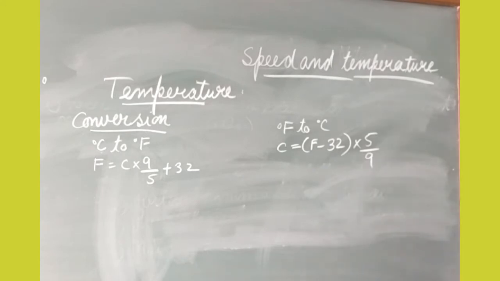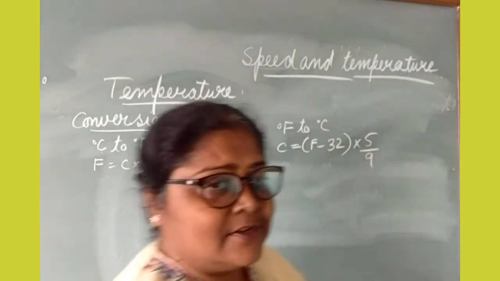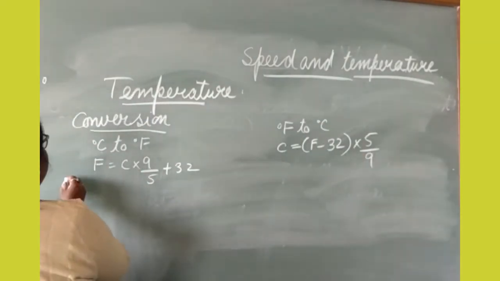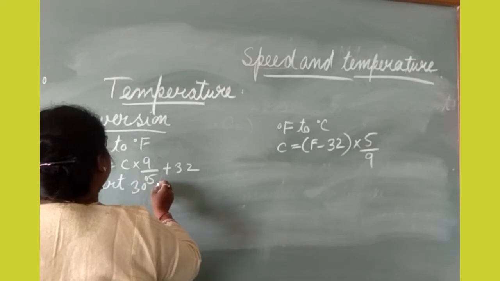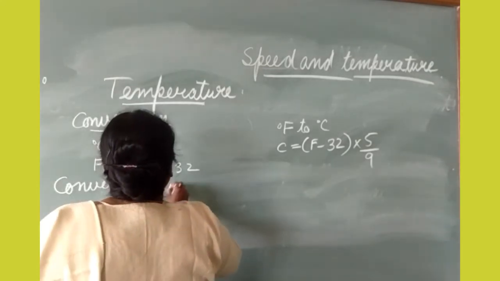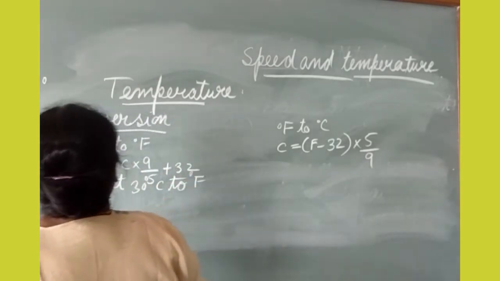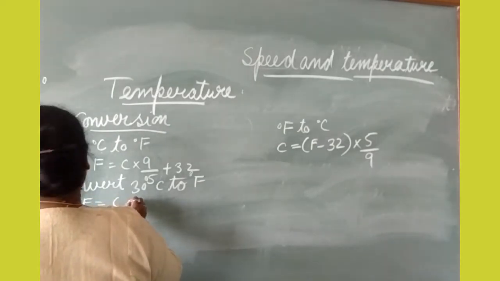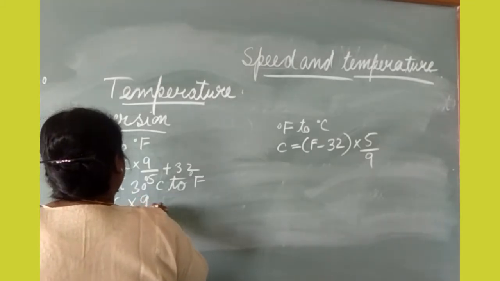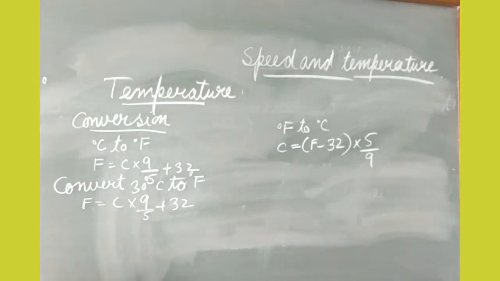Let's do one sum converting centigrade to Fahrenheit. Convert 30 degrees Celsius to Fahrenheit. What do you have to do? You have to put this in the formula: F equals C into 9 by 5 plus 32. Yes, you will write this.